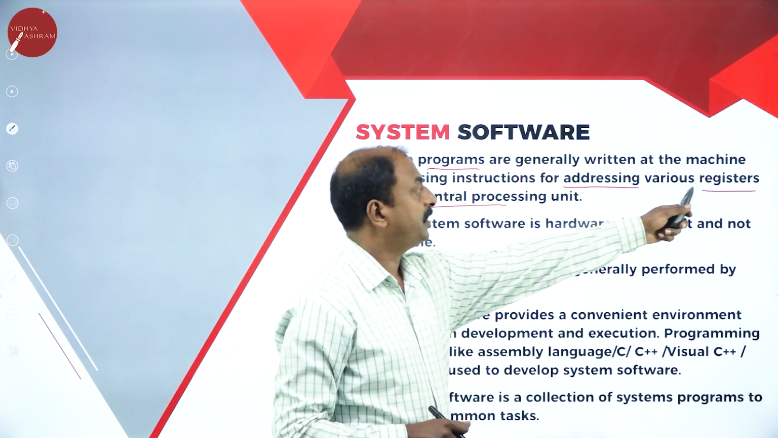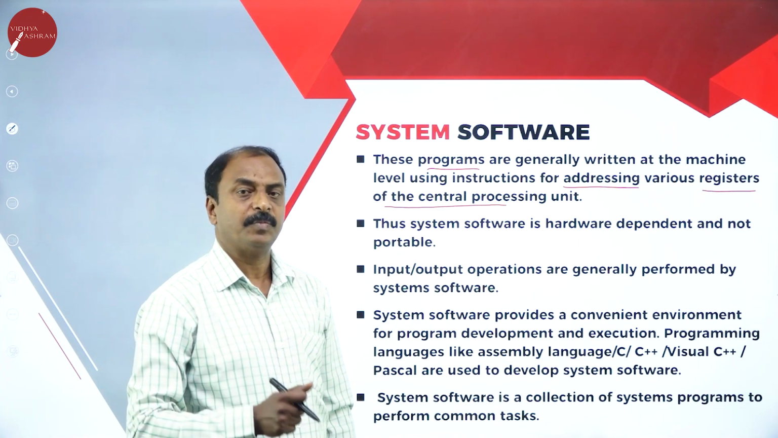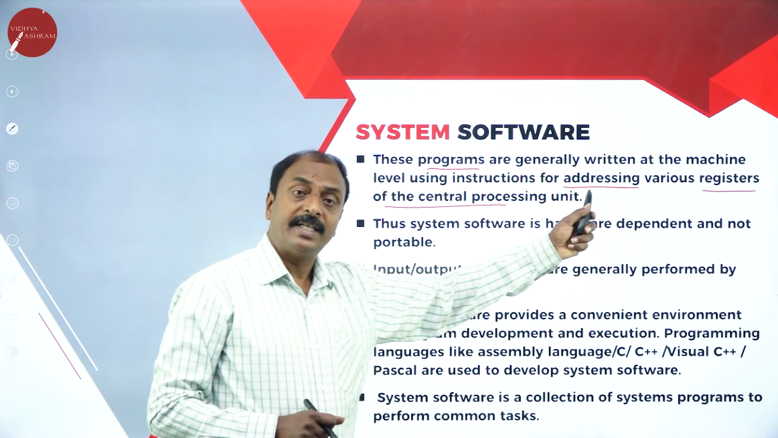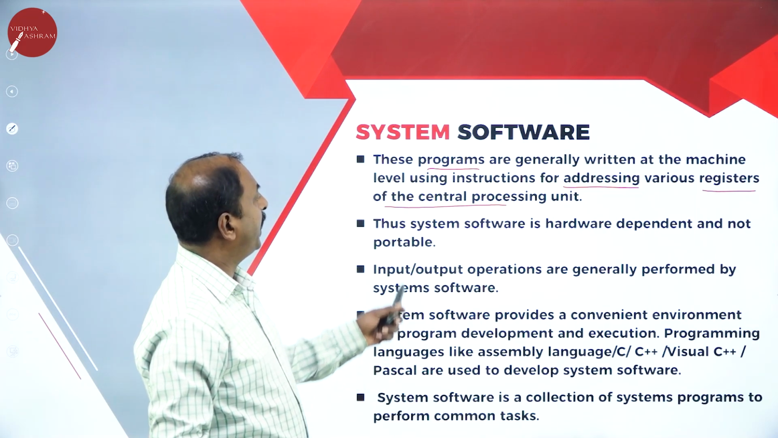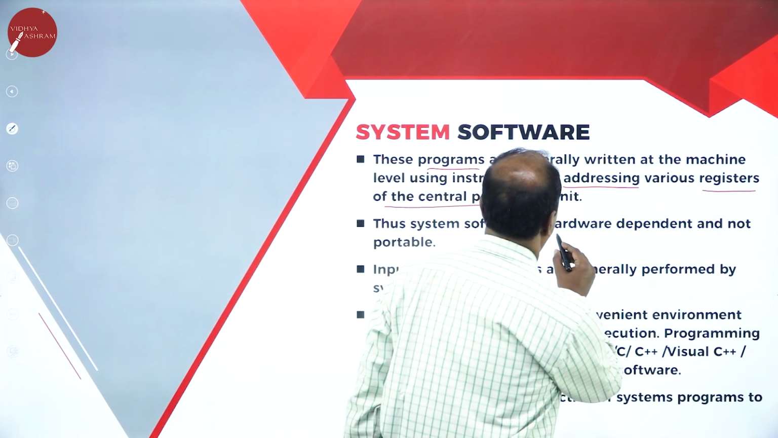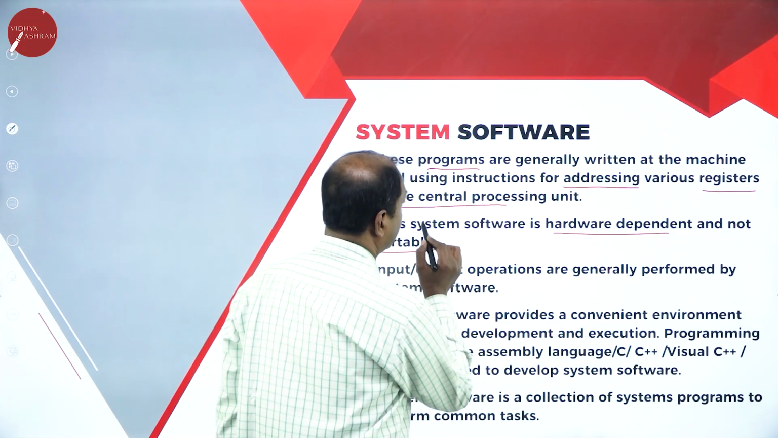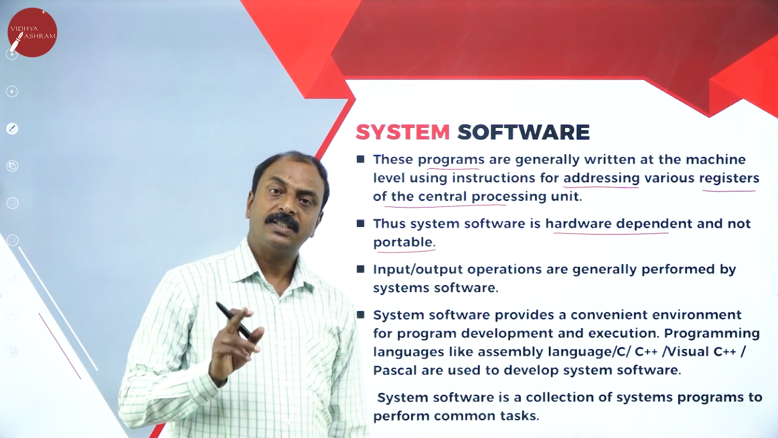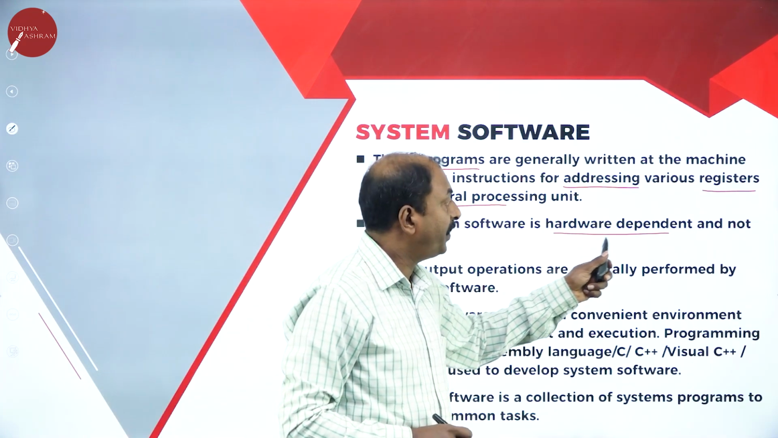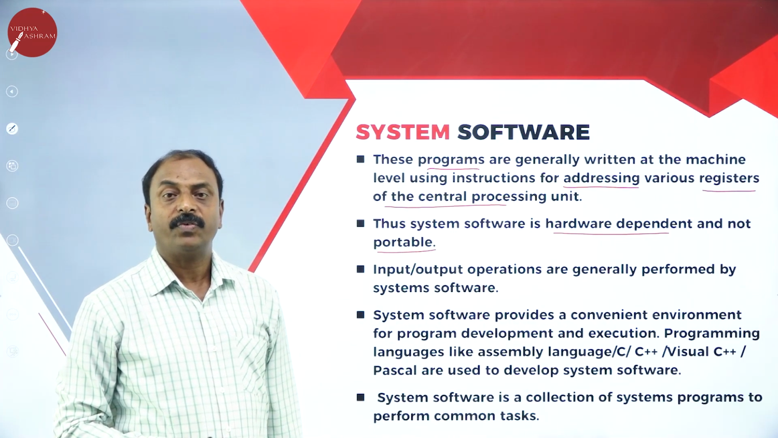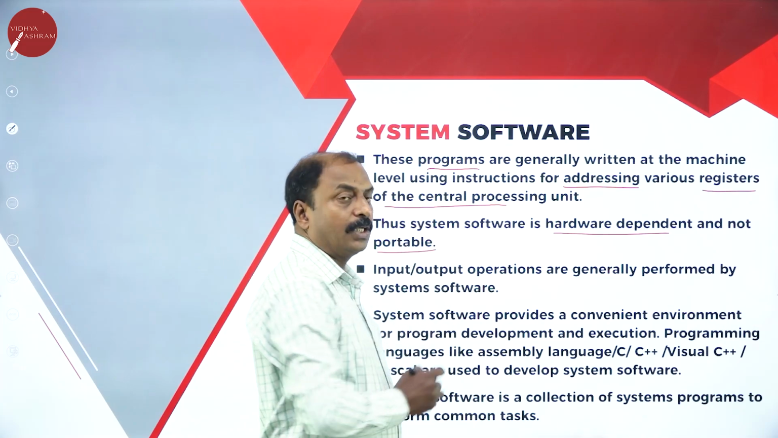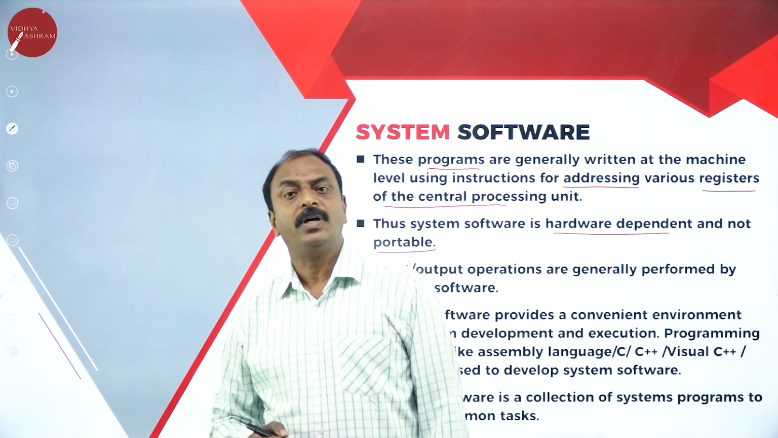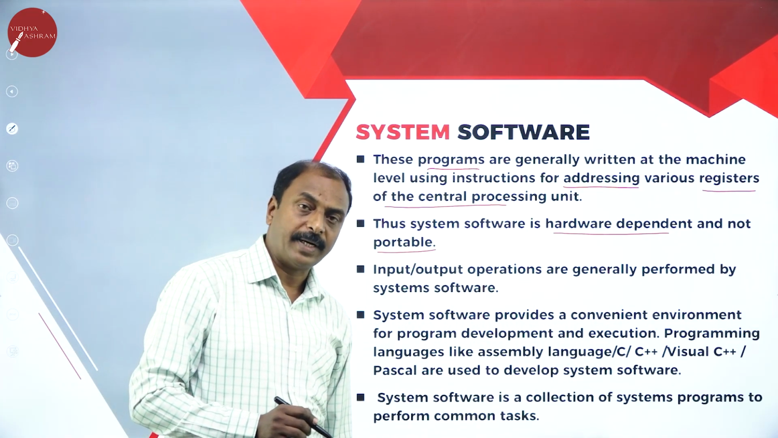For example, a register is a type of computer memory. So, system software is written to address different hardware components, and the system software is hardware dependent and not portable. This is important. Hardware dependent means system software addresses different hardware components, which differ from one to another, and so it is not portable. System software written for one hardware is not the same for another hardware. It will not be compatible.